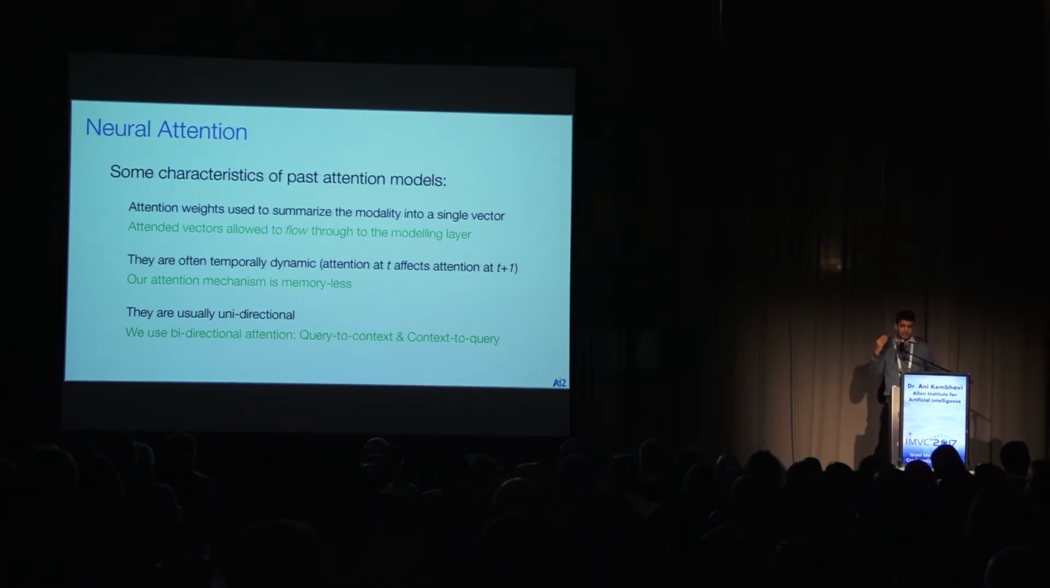Second thing is our attention mechanism is memoryless. We found that when you do dynamic attention, you start propagating attention errors, and this causes a lot of difficulty during training. And thirdly, we use bidirectional attention. So we have attention from query to context as well as context to query.